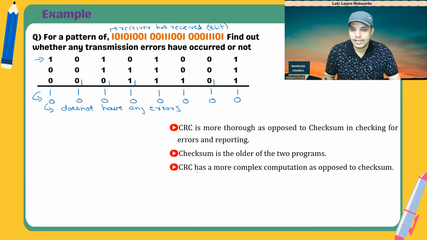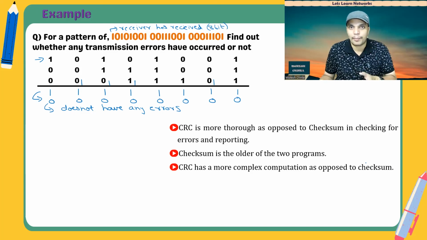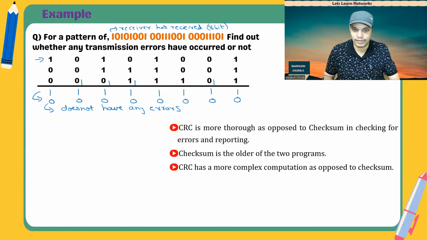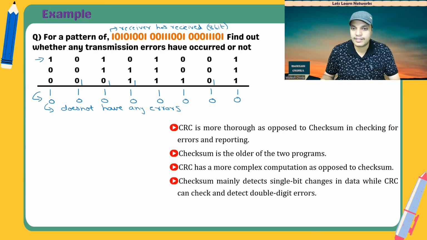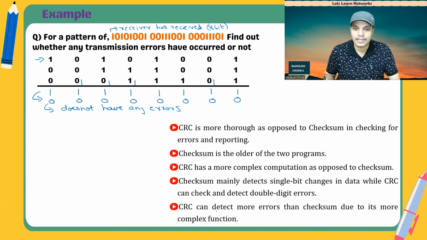The third one is CRC has a more complex computation as opposed to checksum. Checksum simply involves adding all the data blocks and then complementing the sum. But CRC, because it uses cyclic codes, you do polynomial arithmetic division. Checksum mainly detects single bit changes in data, while CRC can detect even double-bit errors also. CRC can detect more errors than checksum due to its more complex function. So this is how you compare CRC and checksum.